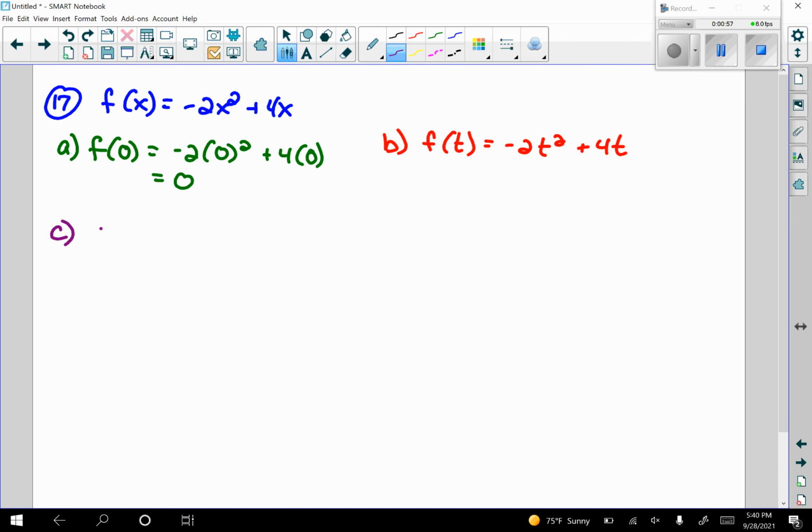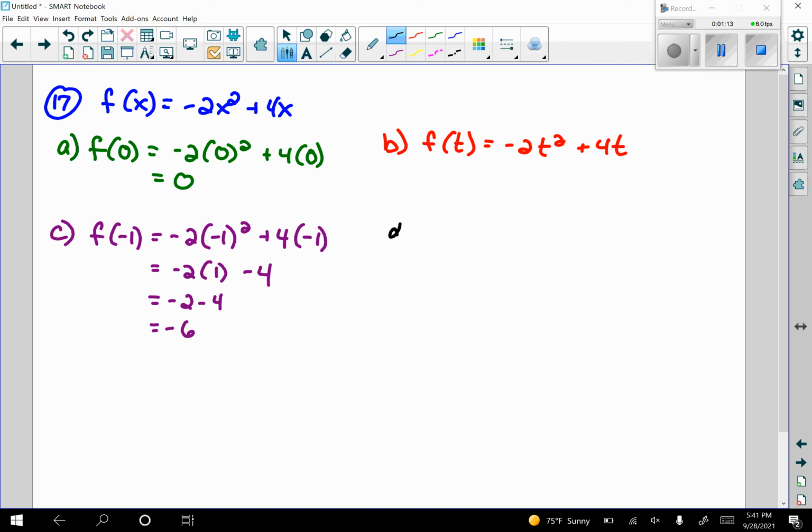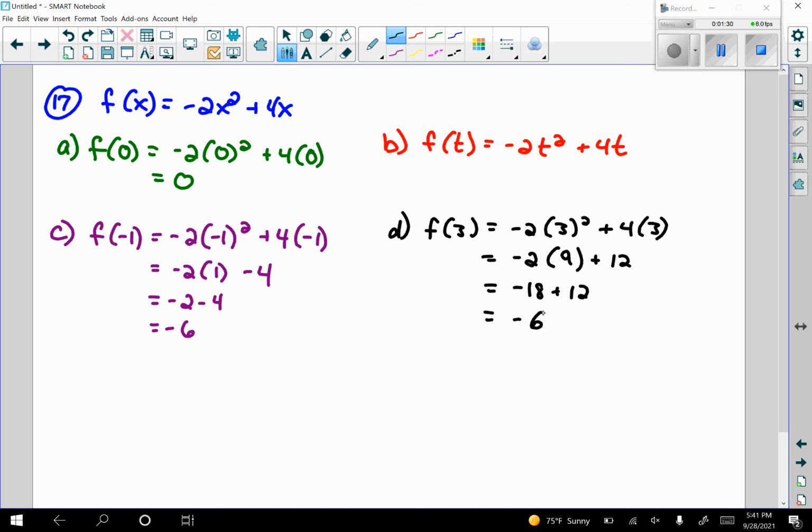C was f of negative 1. Carefully evaluate. Negative 2 times negative 1 squared plus 4 times negative 1 gives us negative 2 times 1, and then this will give us a minus 4. So this is negative 2 minus 4, which is negative 6. D was f of 3. So this becomes negative 2 times 3 squared plus 4 times 3. We get negative 2 times 9 plus 12. We get negative 18 plus 12, which gives us negative 6.